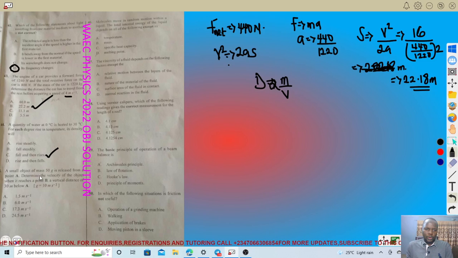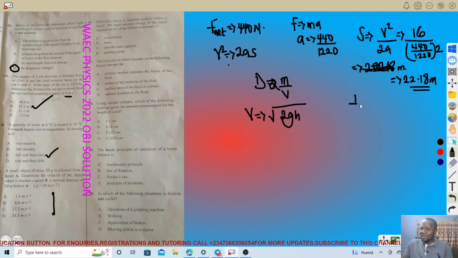The next one is a small object of mass 50 g released from a point A. Determine the velocity of the object when it reaches the point B, a vertical distance below. Since it is released, there's conservation of energy. I don't need to waste your time. We are calculating the velocity. I can just say v is equal to the square root of 2gh, because energy has been conserved. Half mv squared is equal to mgh. m gets cancelled out, so v squared equals 2gh.